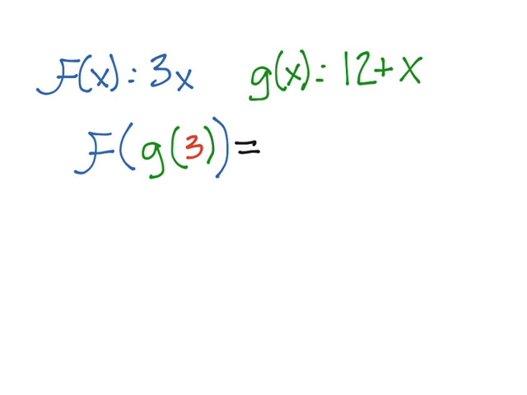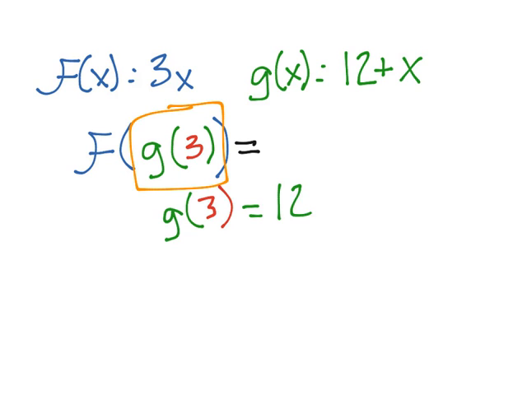The first method is the two-step method. To do the two-step method, we'll start by evaluating the innermost value, in this case, g of 3. g of 3 is equal to 12 plus x. We're replacing our value for x with 3, so our expression becomes 12 plus 3, or 15.